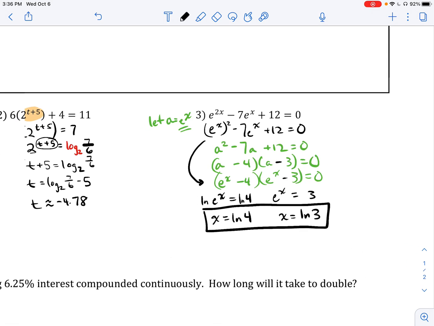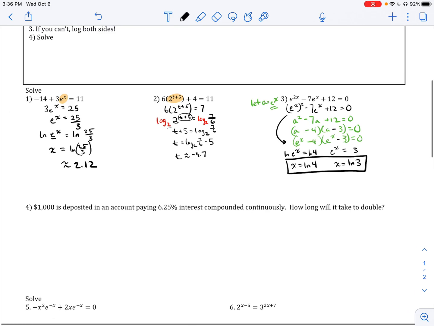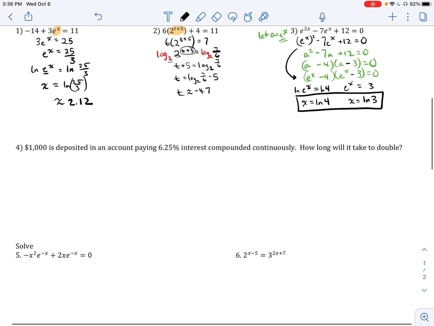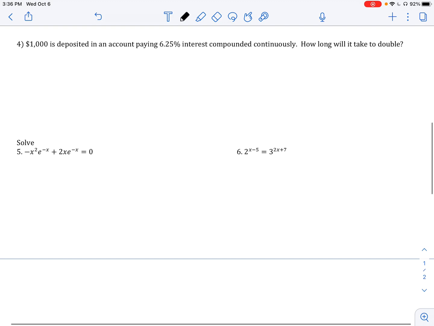Okay, all right. Let's try a problem where you actually have to see how long it'll take for an account that pays 6.25% interest, which is pretty good. How long will it take for $1,000 to double? Well, for this, I'm going to set up A is equal to P times e to the rt power. Pause the video and see if you can plug in the appropriate parameters into this equation.